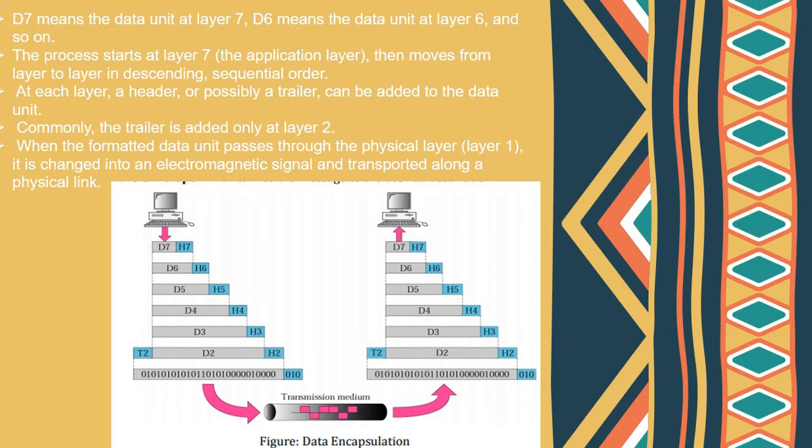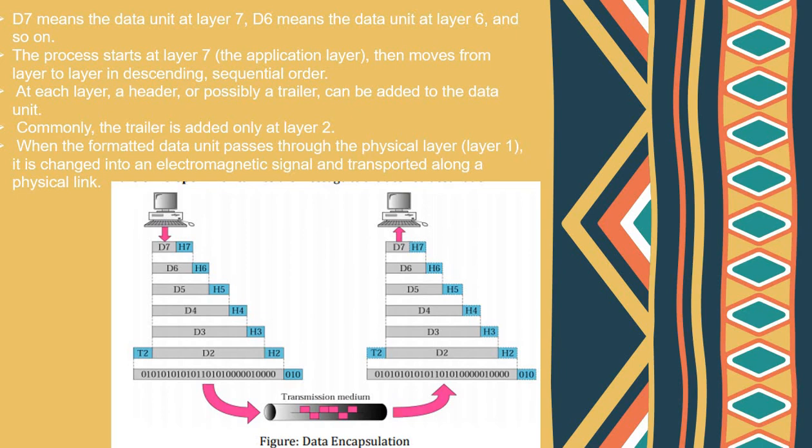This is another example of data encapsulation. You can see the following figure; you will get more idea about the transmission medium. D7 means the data unit at layer 7, D6 means the data unit at layer 6, and so on. These layers are there, from D7 down to D2. Now the process starts at layer 7. So let's assume D7 is my application layer, then it moves from layer to layer in descending order.